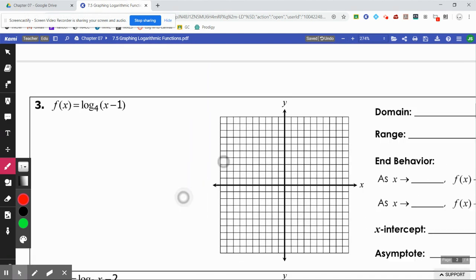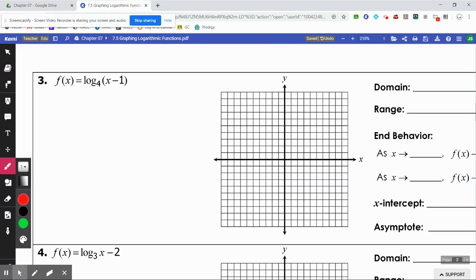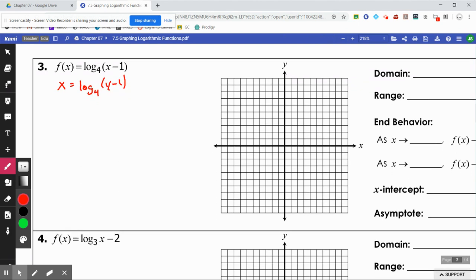And again, you could plug in points if you'd like to and graph this the other way, but it actually gives us practice finding inverses as well. So what I'm going to do is find the inverse, which would be log base 4 of y minus 1. I'm going to solve that by doing 4 to the x power, just writing it in exponential form and moving that 1 over, and you would get y equals 4 to the x power plus 1.